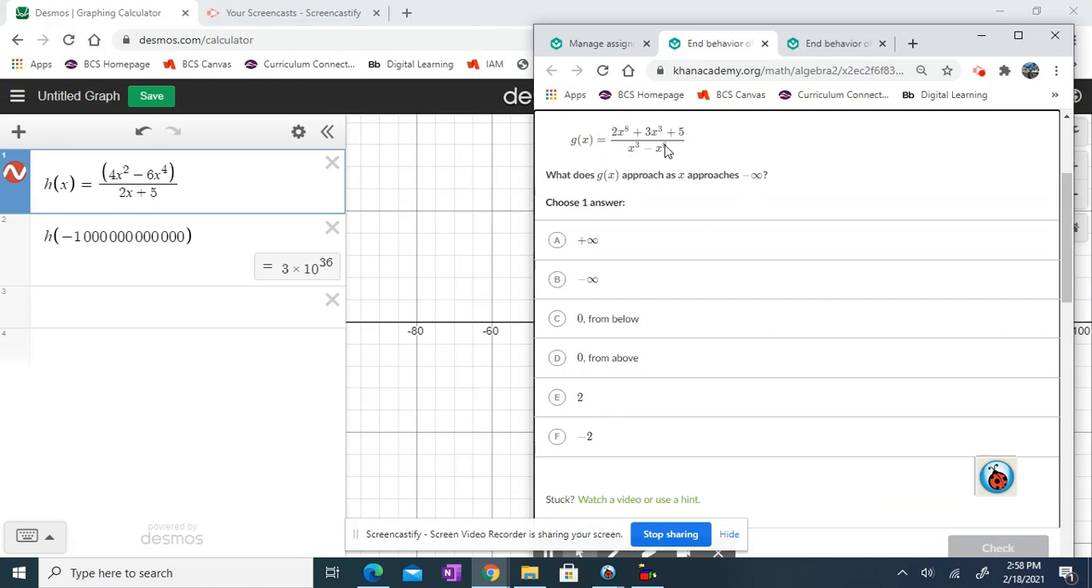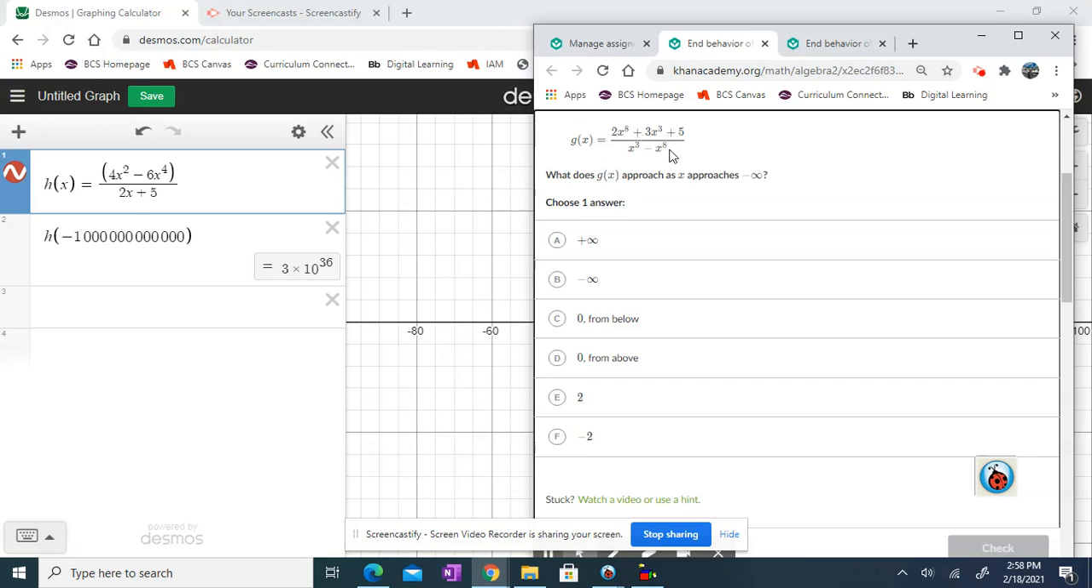All right, so let's take a look at this. We've got 8th power here and 8th power here. These have the same degree. This has degree of 8. This has degree of 8. Therefore, there will be a horizontal asymptote.